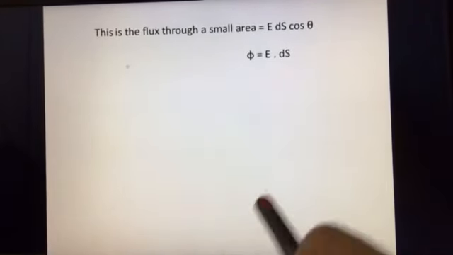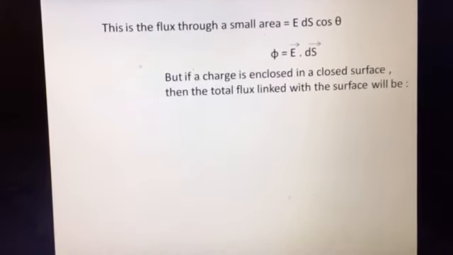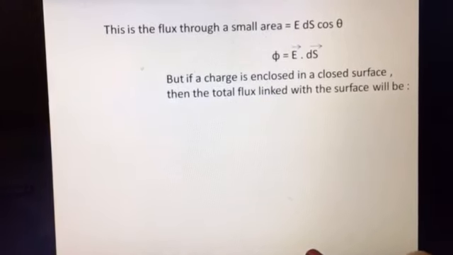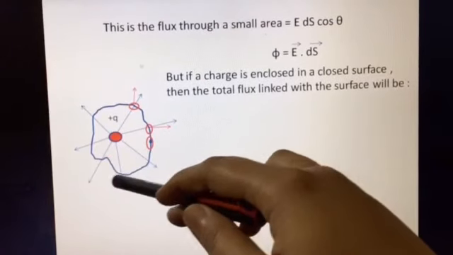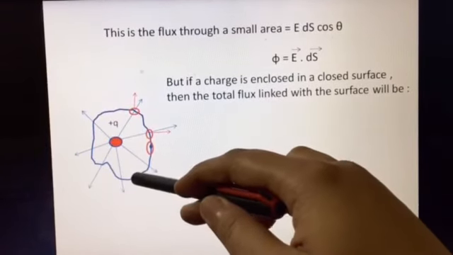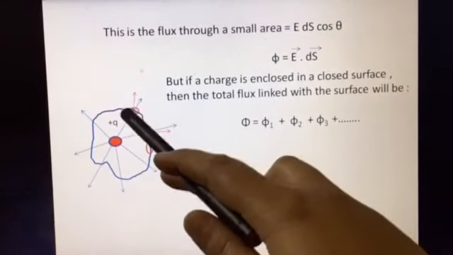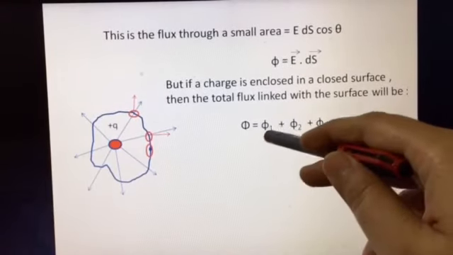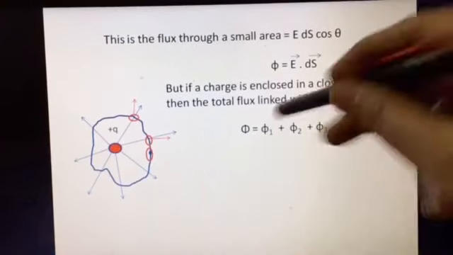Now this was the flux through a small area. So I get flux is equal to E bar dot ds bar. But if a charge is enclosed in a closed surface, then what will be the total flux linked with the surface? See, this is the charge Q and it is enclosed in a closed surface. We want to find the total flux linked with this closed surface. So what are we going to do? We will find the flux due to small surfaces and then add them all together. Phi 1 is the flux through this area, phi 2 through this, phi 3 and so on. We are just going to add them.